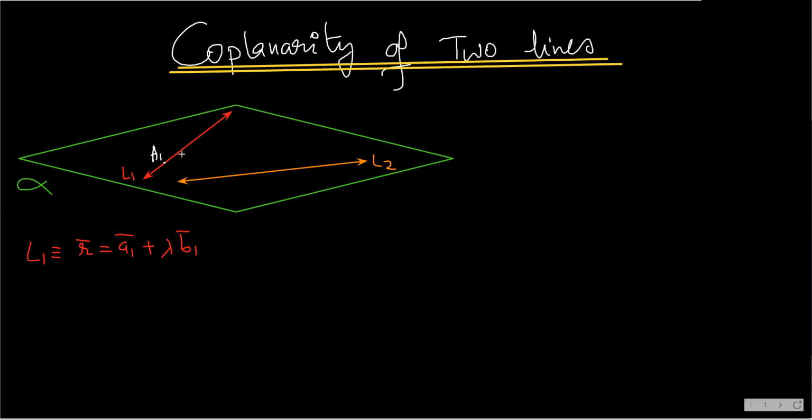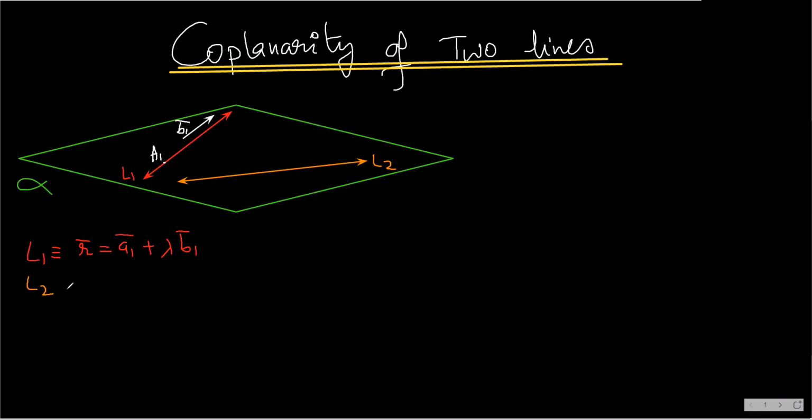And what is B1 bar? B1 bar is a vector which is parallel to line L1. This is vector B1 bar.